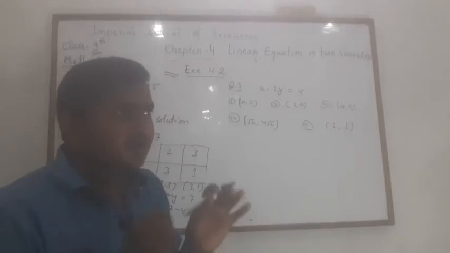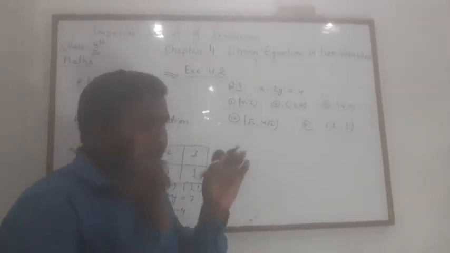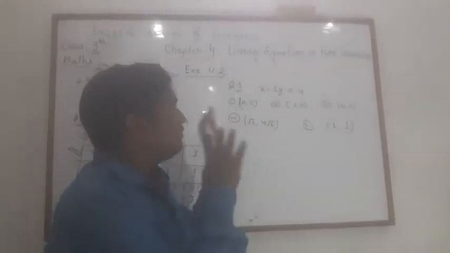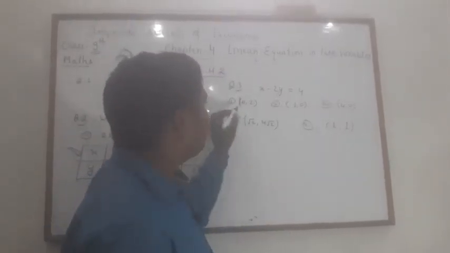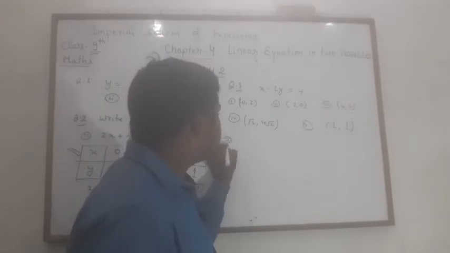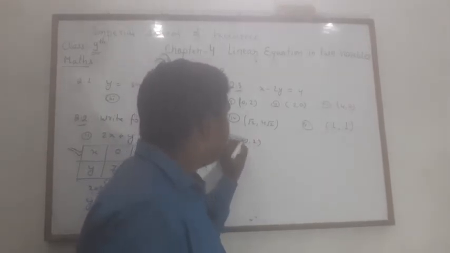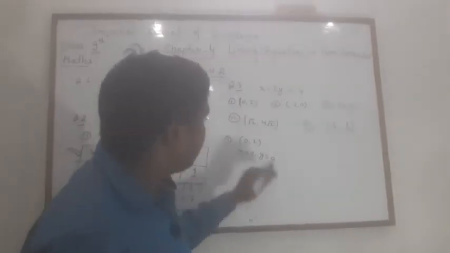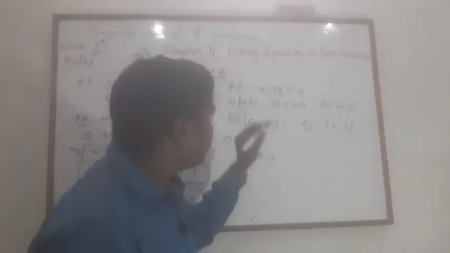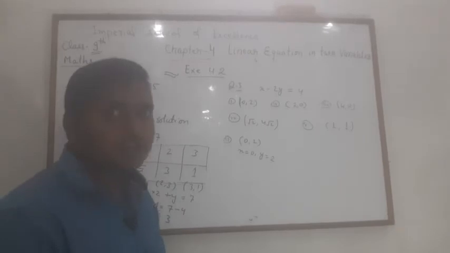What is the solution of an equation? A value of x and y which satisfies the equation. Satisfy means LHS becomes equal to RHS. So put the values of x and y for question number one. Here (0, 2) means x is equal to 0 and y is equal to 2. So put these values in the equation first.